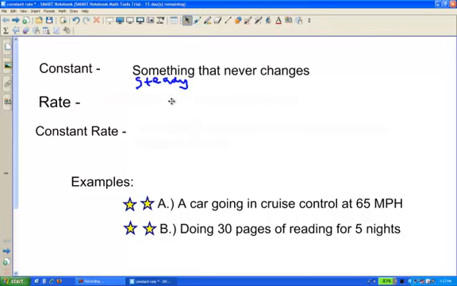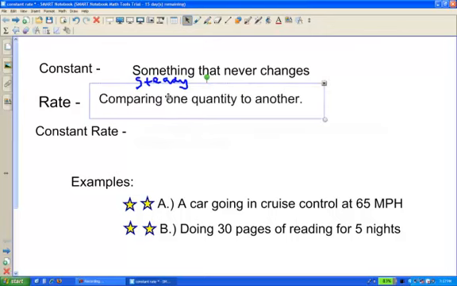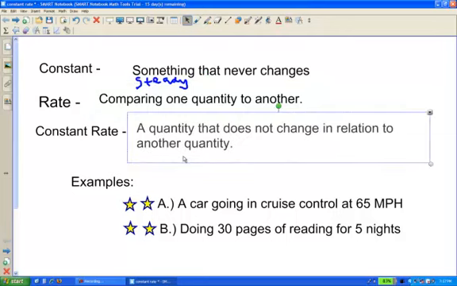What does the word rate mean? That's just comparing one quantity to another quantity. So miles per hour, for instance, would be a rate, or points per game in basketball. So what's a constant rate? It's just a rate that never changes. So a quantity that does not change in relation to another quantity. I have some examples here at the bottom.